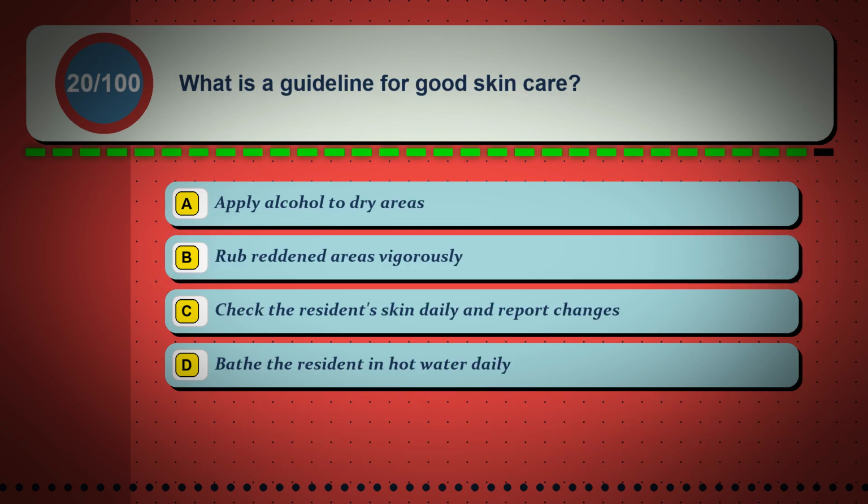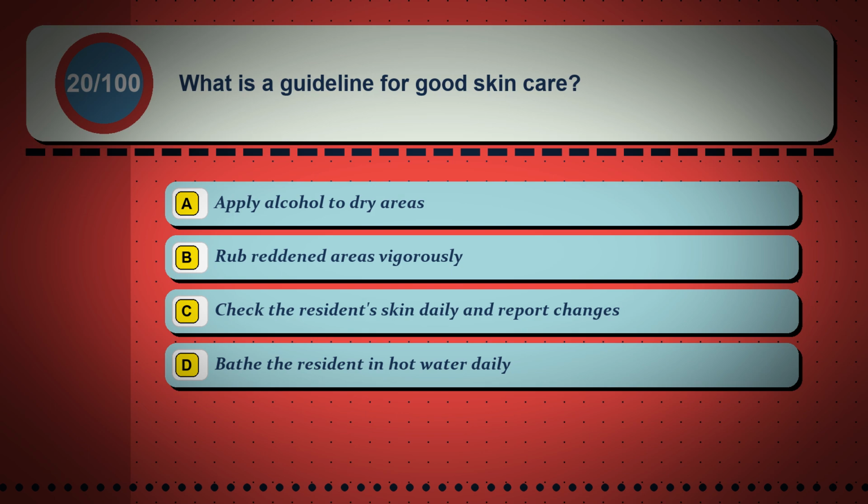Question 20. What is a guideline for good skin care? Option A. Apply alcohol to dry areas. Option B. Rub reddened areas vigorously. Option C. Check the resident's skin daily and report changes. Option D. Bathe the resident in hot water daily.